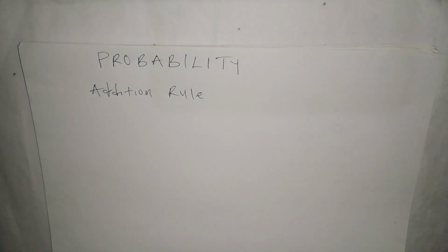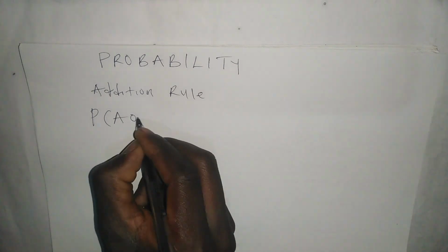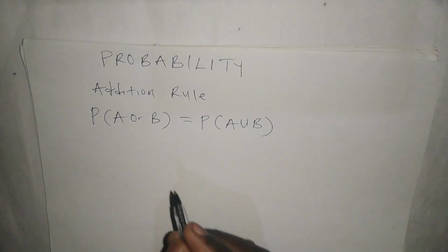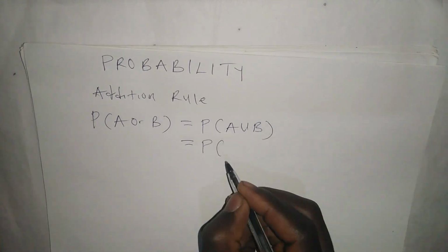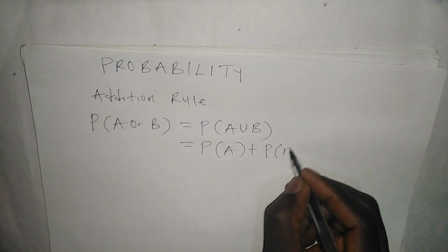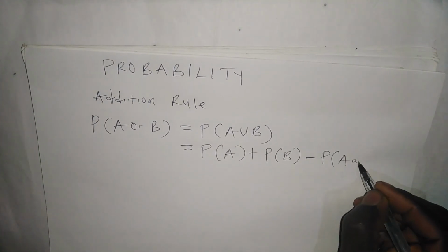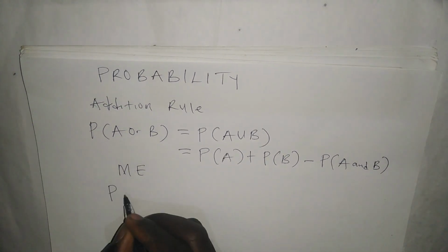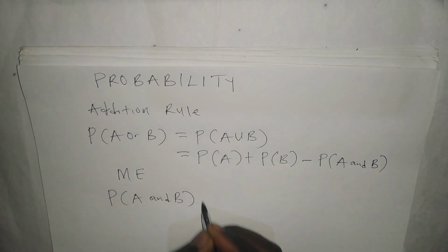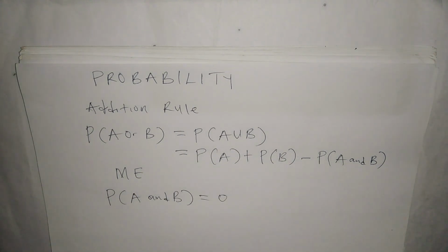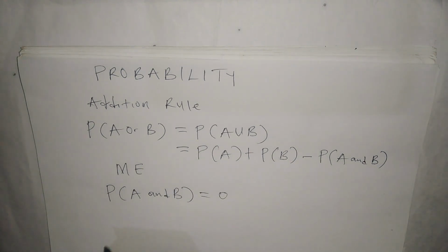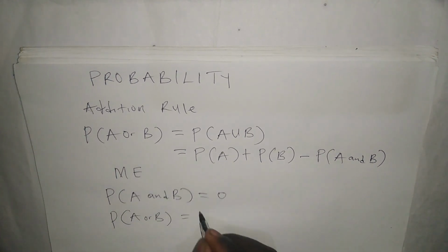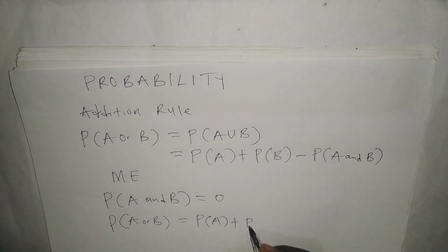Now, in addition rule, the probability that event A or B occurring is equal to probability of event A union B, which is equal to the probability of event A plus the probability of event B minus the probability of event A and B. For mutually exclusive events, the probability of getting A and B is equal to 0. Therefore, the probability that event A or B occur is equal to the probability of event A plus the probability of event B.